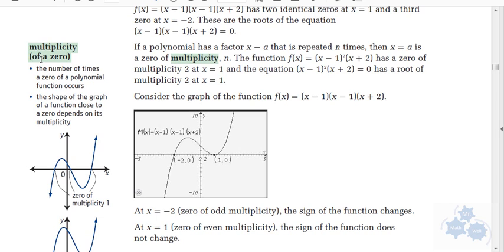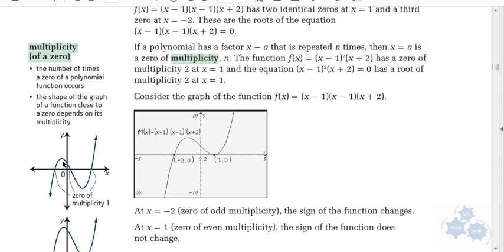Page 138. So, the multiplicity of a zero. And when you refer to multiplicity, you're always talking about multiplicity of a zero, or a root, or an x-intercept. Okay? And it really basically refers to the behavior of the graph at that root, or at that intercept.